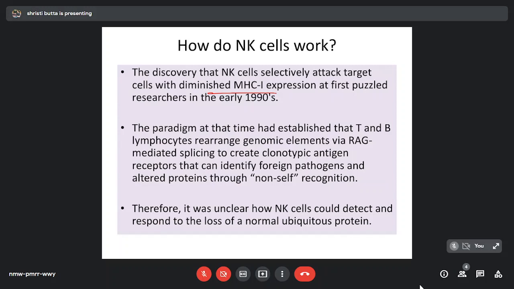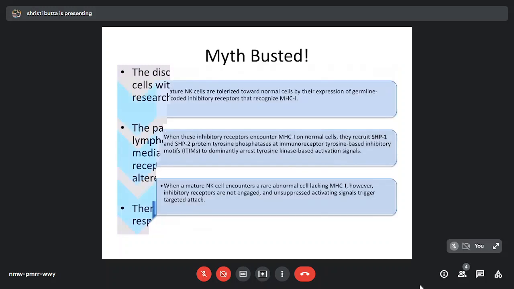The paradigm at that time had established that T cells and B lymphocytes rearrange genomic elements, that is the RAG1 and RAG2, to create clonotypic antigen receptors. Therefore, it was unclear how NK cells could detect and respond to the loss of a normal ubiquitous protein like MHC class 1. But the myth was busted. This happened when mature NK cells were found to be well tolerated towards normal cells by their expression of germline encoded inhibitory receptors that recognized MHC class 1.